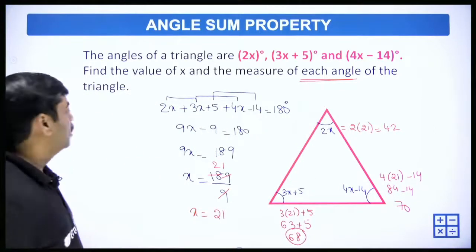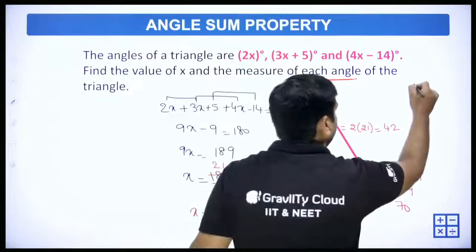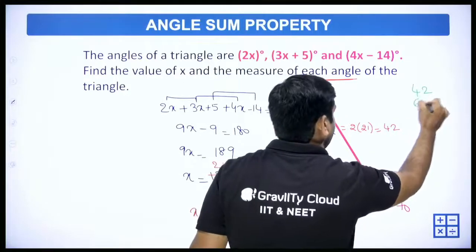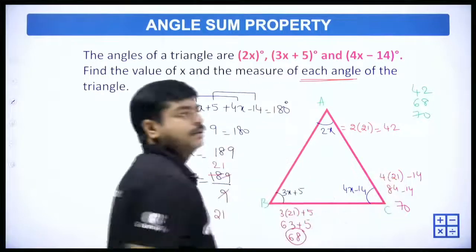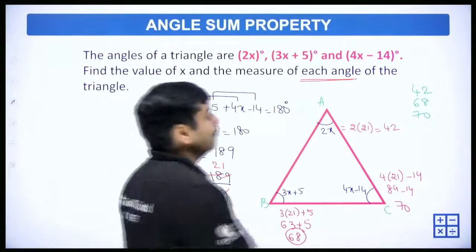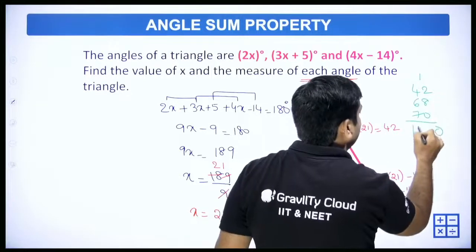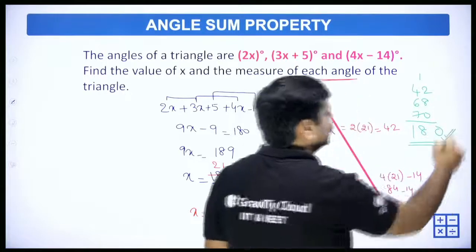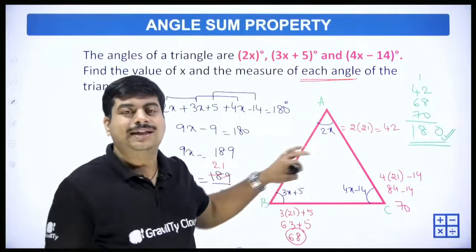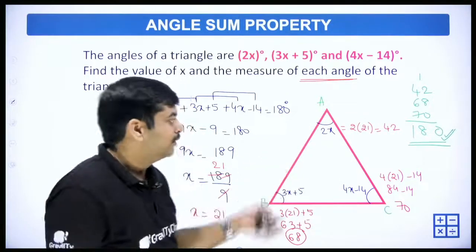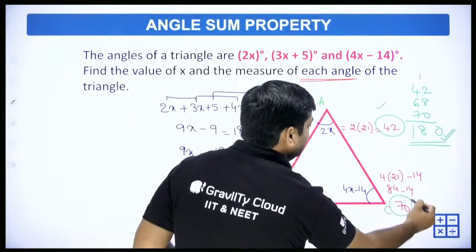Let me check whether the sum of all the angles is 180 degrees. Is that correct or wrong? The first angle is 42, the second angle is 68 and the next angle is 70. Let us name it triangle ABC. 42 plus 68 is 110, 110 plus 70 is 180. Yes, the sum of all the angles is 180. You can verify in this method to get confirmation that whatever you have done is correct. So what are the different angles? One is 42 degrees, one is 68 degrees, and the other is 70 degrees.